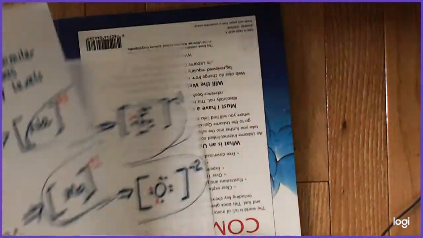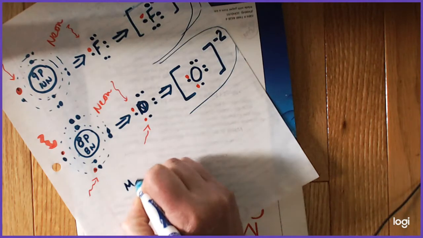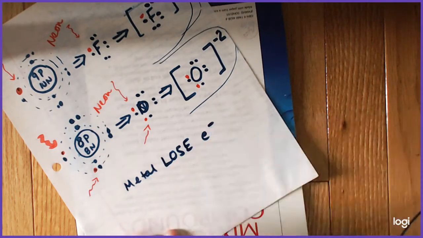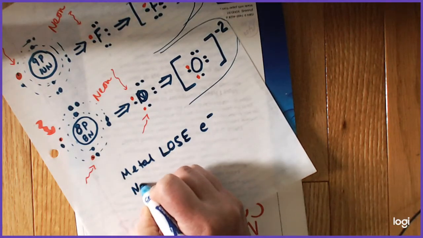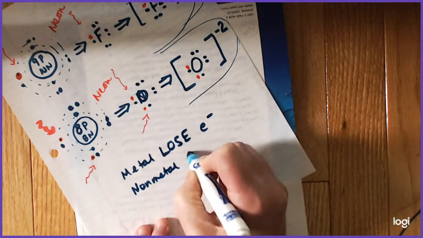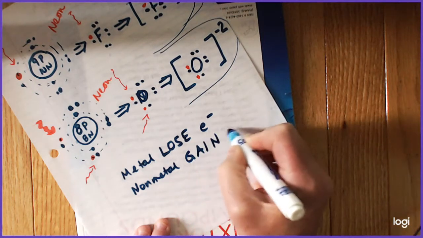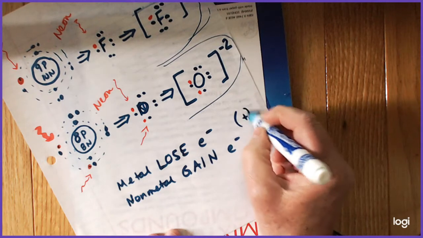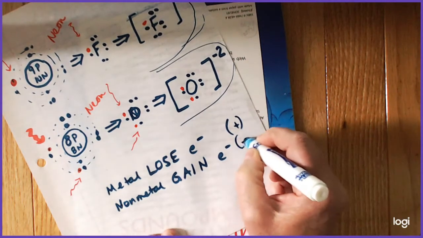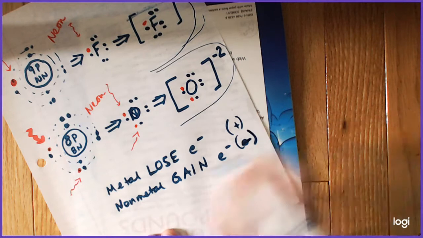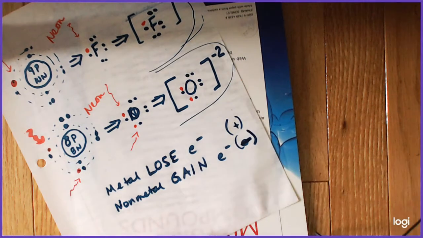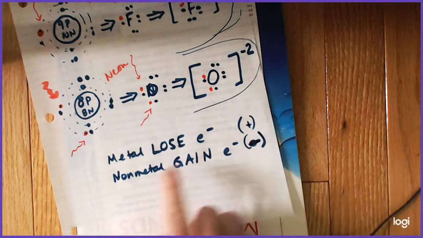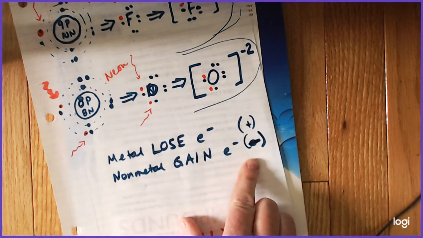But just overall, what I want you to remember is that metals lose electrons, and non-metals gain electrons. So if you lose electrons, you become positive, and if you gain electrons, you become negative. So if metals lose electrons, they become positively charged. Non-metals gain electrons and they become negatively charged.